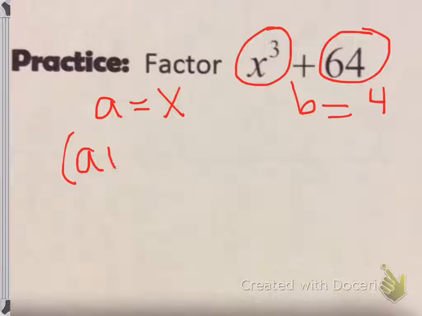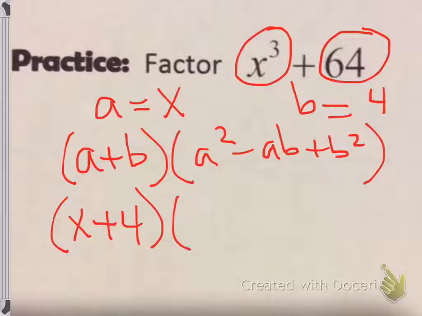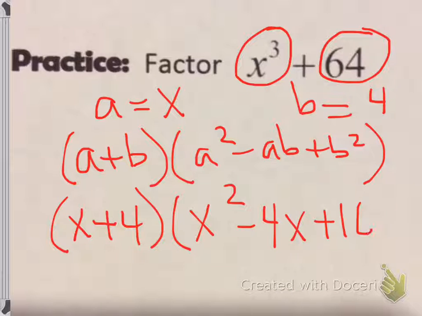Because this had a plus sign in between it, our formula starts with plus, a plus b, then a squared minus ab plus b squared. And we're just going to substitute our numbers into that formula. So we'll have x plus 4, x squared minus 4x plus 16. The 16 comes from squaring the b value. The b value was 4. 4 times 4 is 16.